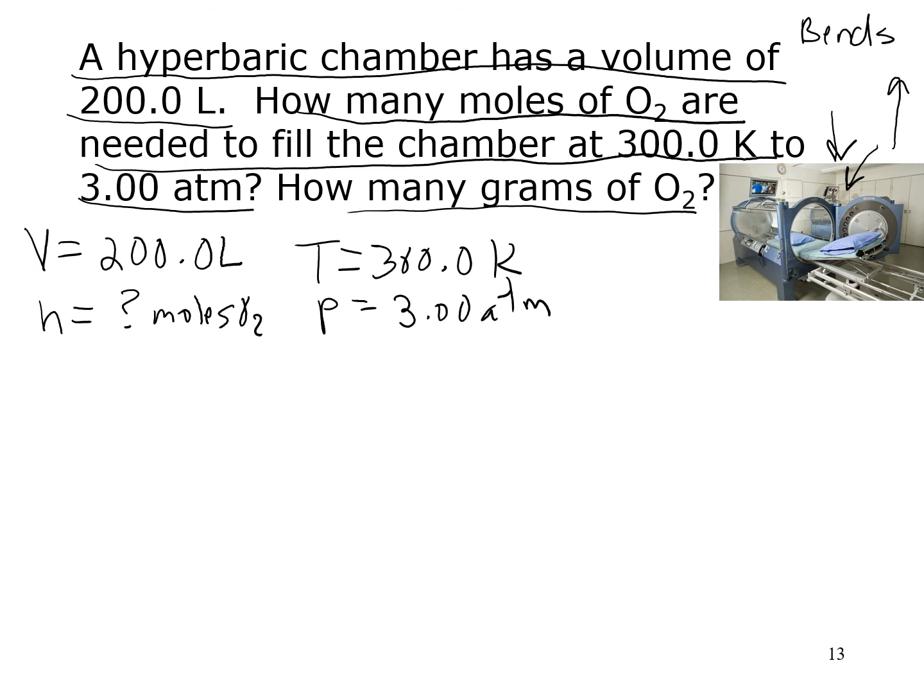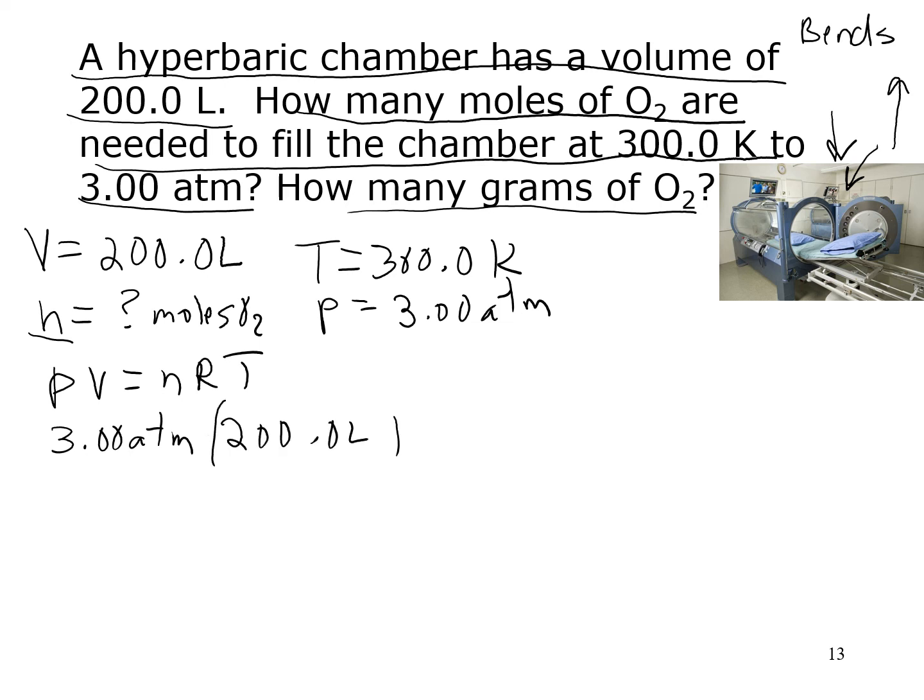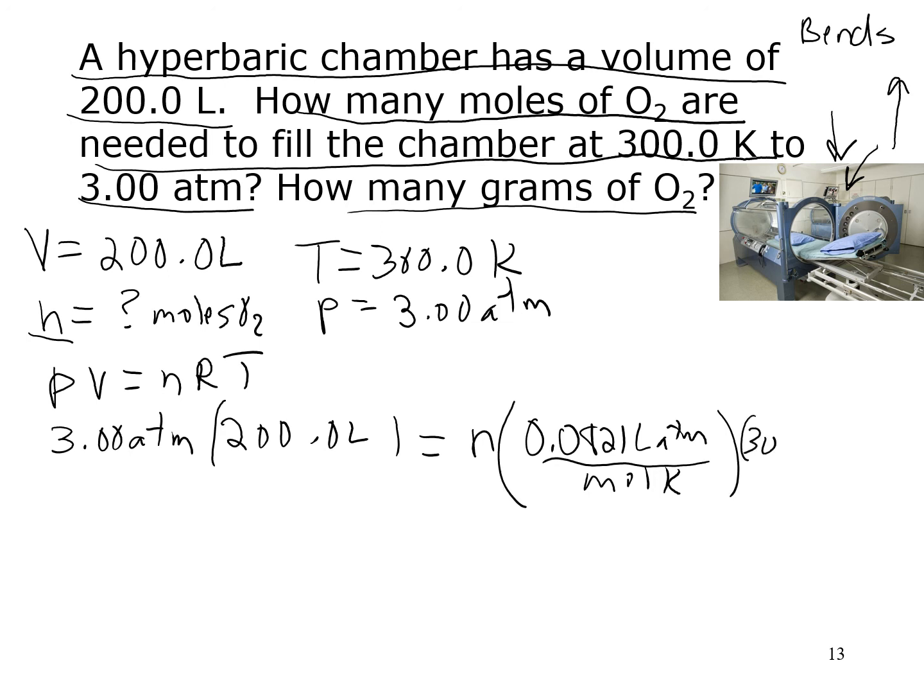Now, based on the information given, we're going to be using the ideal gas law because moles are given, but the quantity of moles are not changing. So we're going to use PV equals nRT. And our pressure is 3 atmospheres. Our volume is 200 liters. Our N is our unknown. R is 0.0821 liter atmospheres over mole K. And our temperature is 300.